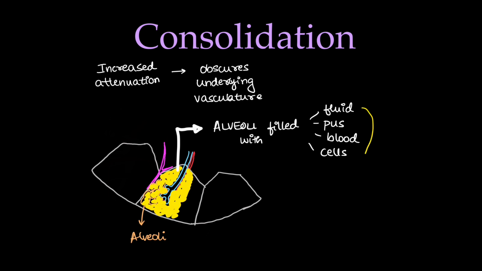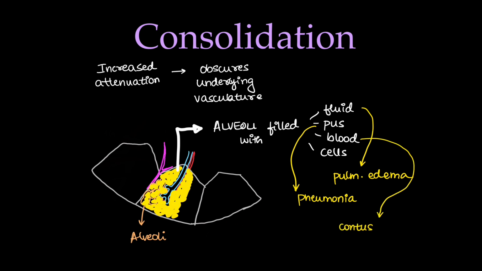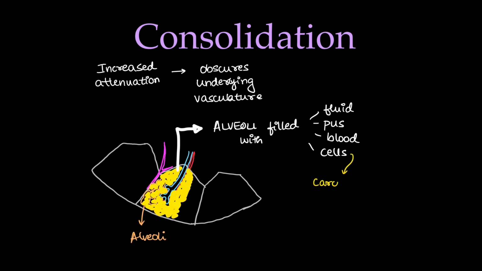Alveoli can be filled with fluid, pus, blood, or cells. Fluid, like in cases of pulmonary edema, pus in cases of pneumonia, blood in cases of pulmonary hemorrhage or contusion, and cells in cases of neoplasm. Yes, all these can cause consolidation.